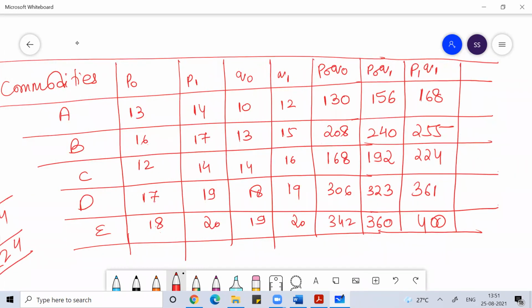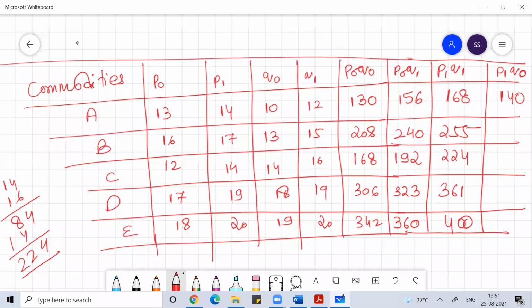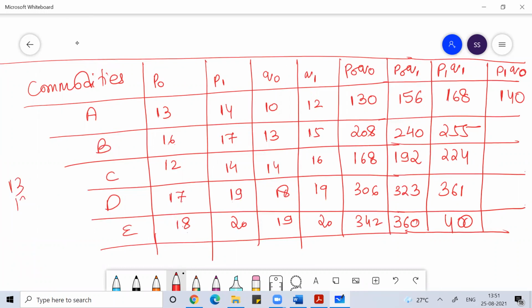So then P naught Q naught, P naught Q1, P1 Q1, P1 Q naught. 140, 13 into 17, 221, 14 into 14, 196, 18 into 19, 342, then 20 into 19, 380. Correct? Anywhere, any mistake?